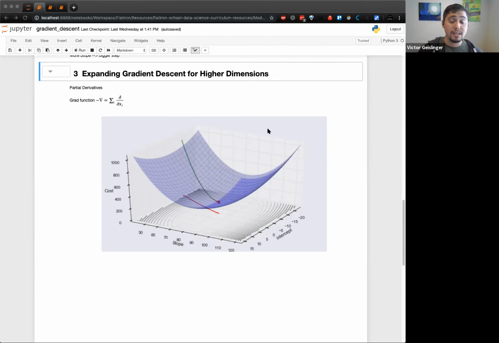The reason why we do it is because it makes it much more efficient. We don't have to look at the whole function. We can just look at little parts of the function, and that's a lot easier to calculate for most things that we're going to do.